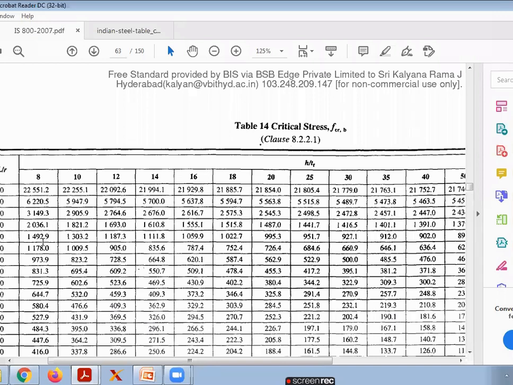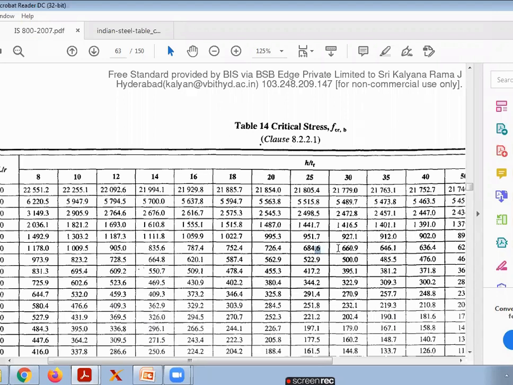So we got 52.8. And here, the h by tf value, how much we got? 24.19. That means it lies between 20 and 25, and here between 50 and 60 values. For 20 and 25, what is the value here? This is 995.3, and for 25 it is 951.7, then 726.4 and 684.6. So by using these values, in between 50 to 60, we need the value for KL by r of 52.8 and h by tf of 24.19.